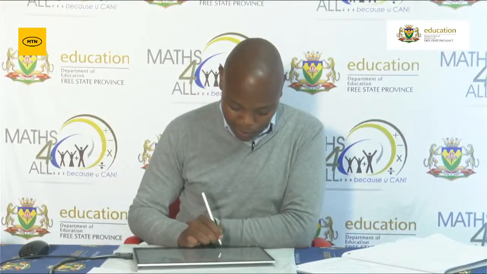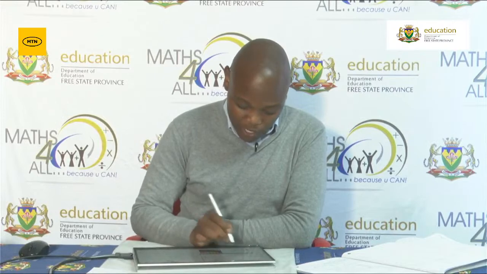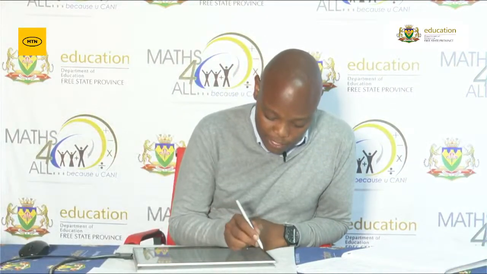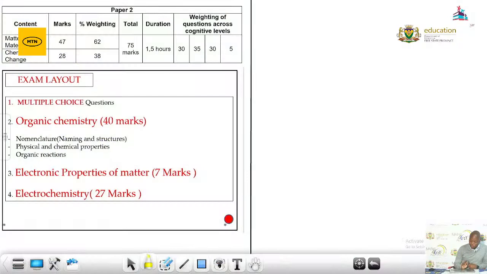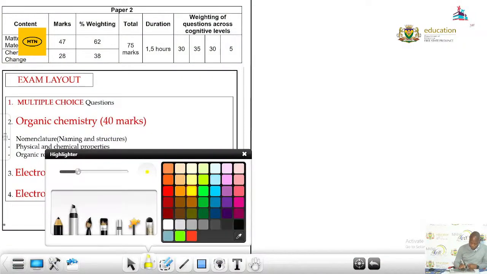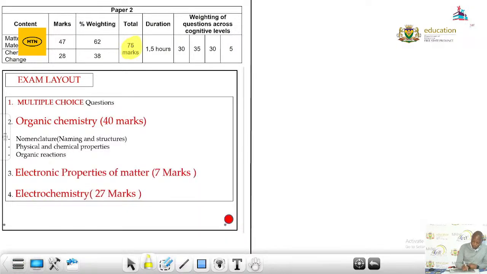The way I want to start is for us now to look into the actual layout of the exam. What is it that we need to expect? What will be the format of the exam? So we have two critical topics that we need to focus on. The first one is matter and materials, which will be 47 marks, and chemical change, which will be 28 marks. So this sums up to a total of 75 marks. We only have 1.5 hours to complete this exam.